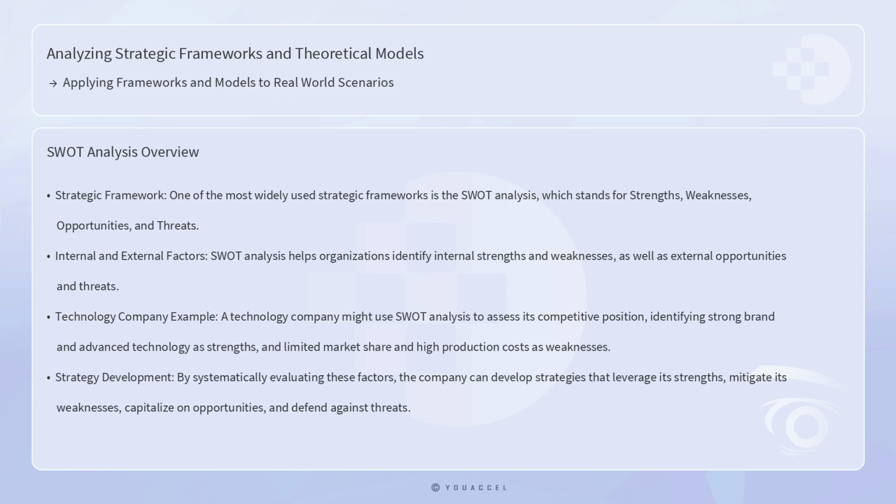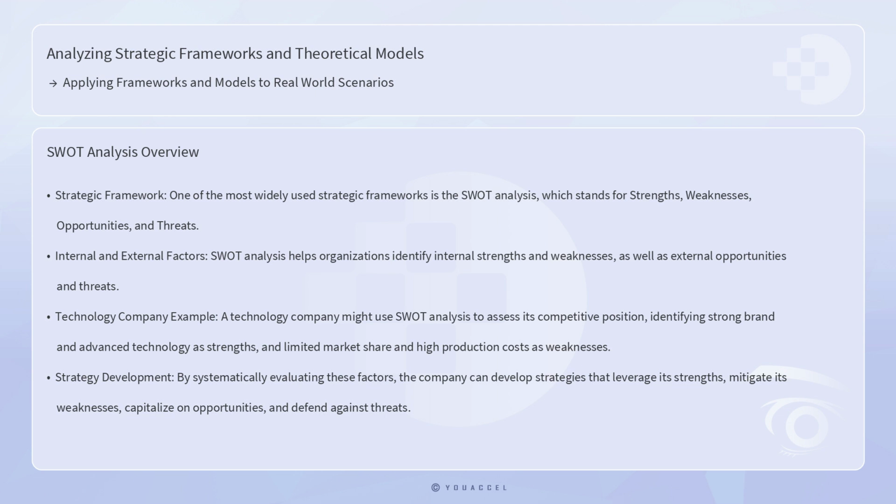One of the most widely used strategic frameworks is the SWOT analysis, which stands for Strengths, Weaknesses, Opportunities, and Threats. SWOT analysis helps organizations identify internal strengths and weaknesses, as well as external opportunities and threats. For instance, a technology company might use SWOT analysis to assess its competitive position. Strengths could include a strong brand and advanced technology, while weaknesses might be limited market share and high production costs. Opportunities could involve emerging markets and new technological innovations, while threats might include intense competition and regulatory changes.